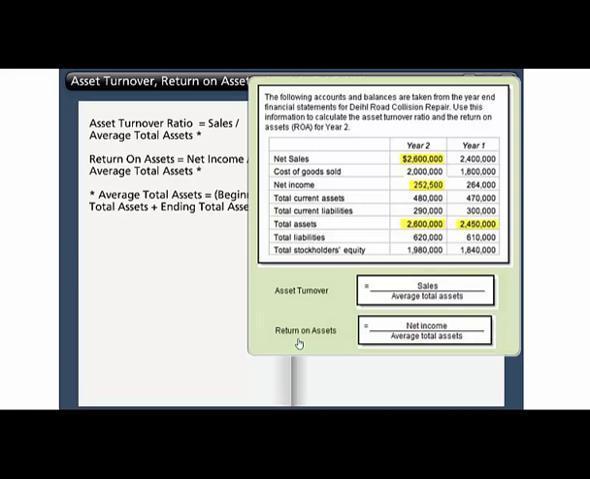One thing to keep in mind, let's assume a problem gave you asset turnover and sales. Well, using algebra, you could solve for average total assets. Or let's say they gave you return on assets and average total assets, and they might ask you, how do you calculate net income? Well, since you have 2 of the 3 components and you have the formula, again, you can use algebra and you could solve for the missing component. And in this example, you'd be solving for net income.